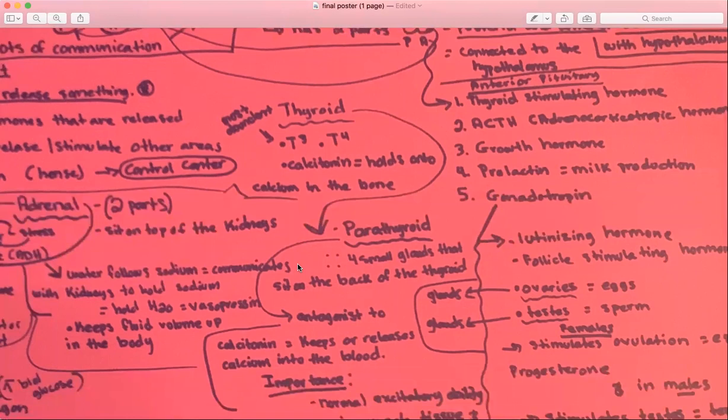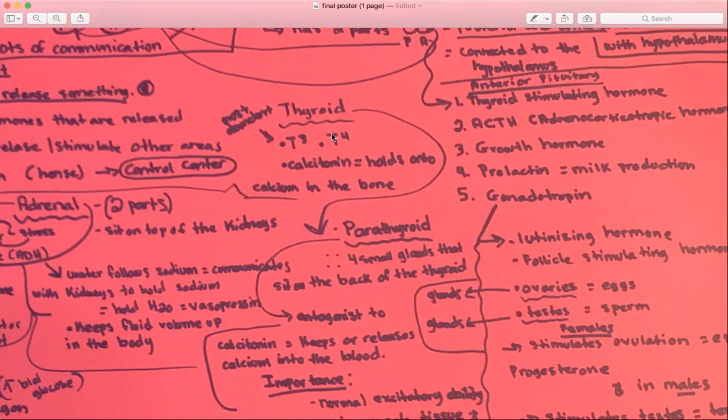Another thing our thyroid gland does, which I think doesn't get enough clout, is it produces calcitonin. Calcitonin holds onto calcium in the bone, and we have an antagonist to this in our body as well. And I'm going to connect that to it right now, which would have to do with your parathyroid.